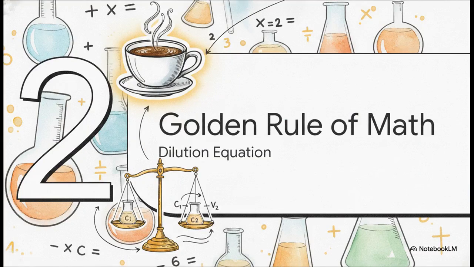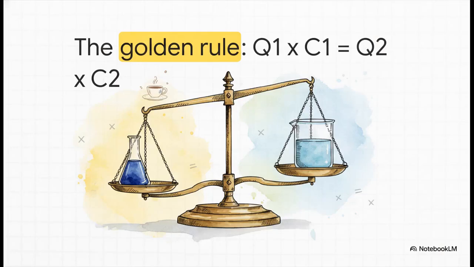Moving right along to Section 2, the golden rule of math. Let's translate that everyday coffee metaphor into actual, usable numbers. Okay, this equation right here, this is your ultimate cheat code. Q1 times C1 equals Q2 times C2. Let's break that down. The first quantity, Q1, multiplied by the first concentration, C1, will absolutely always equal the final quantity, Q2, multiplied by the final concentration, C2.